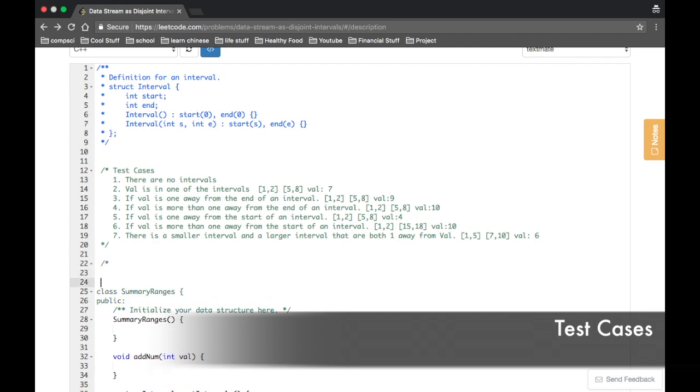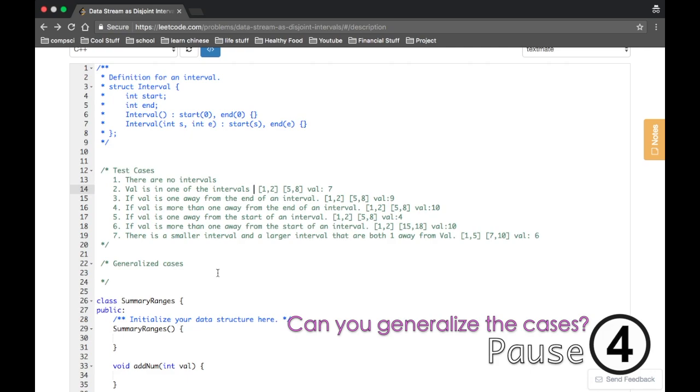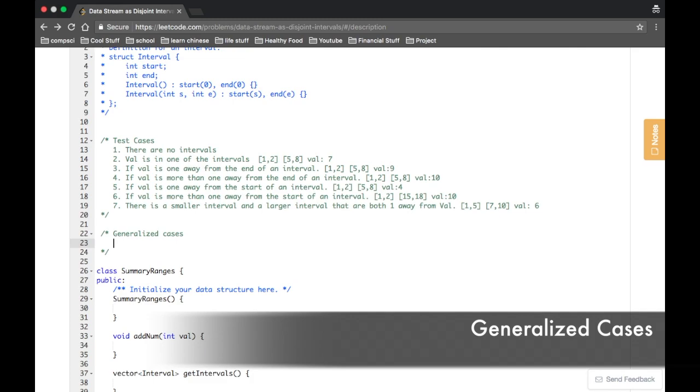I'll give you 5 seconds to come up with your own generalized cases. And as I mentioned just a few minutes ago, there are some overlaps. So good luck. 5 seconds, go. Okay, so did you come up with some generalized cases?